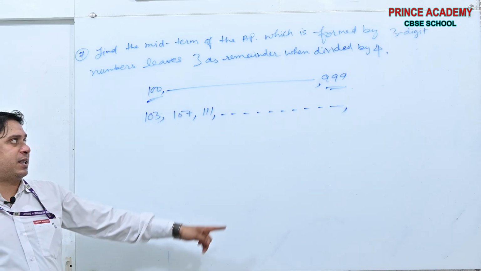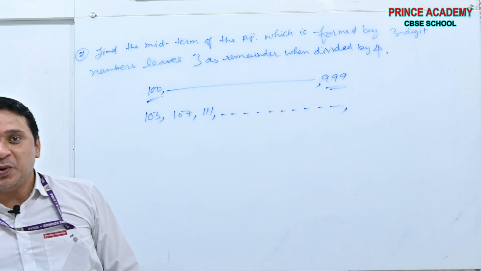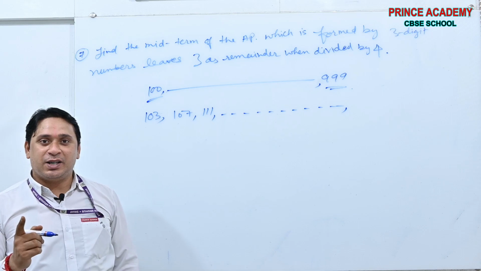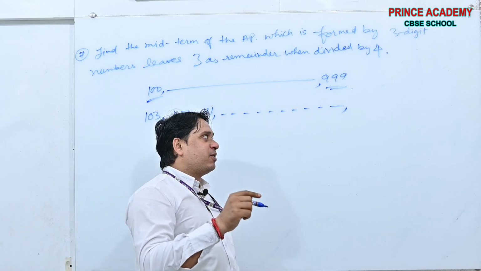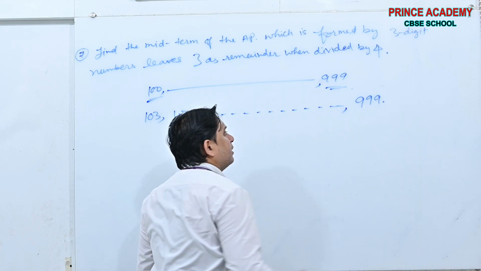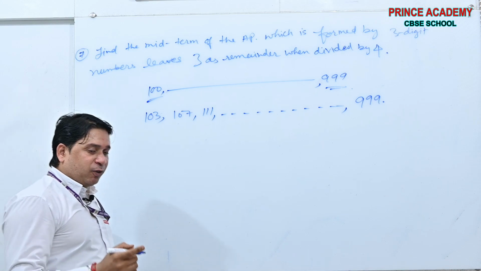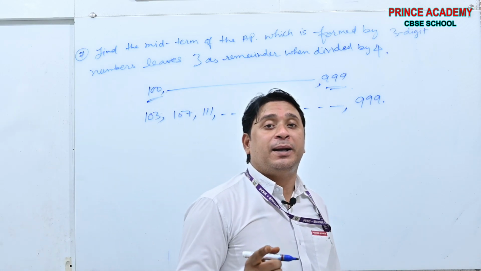Now here this is the last term. Why? 1000 is divisible by 4, yes or no? 1000 is divisible by 4, yes. And minus 1 is triple line, it will give 3 as remainder, 999. This is the AP. What we have to find? We have to find the middle term.